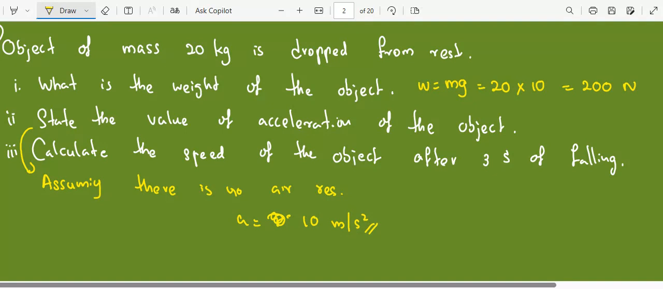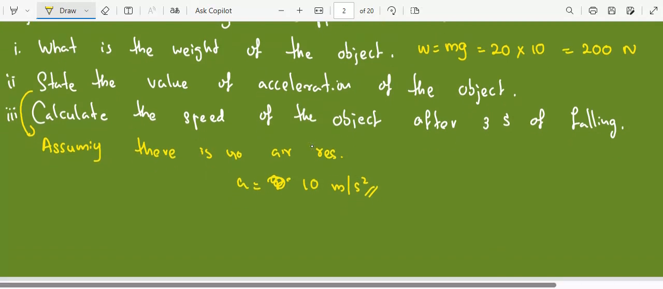Right, so that assumption you have to state. Normally in calculations they will tell you in the question that air resistance is negligible, or air resistance is ignored, or ignore the air resistance. If you have to consider the air resistance, that will also be mentioned there. So in this case we can just consider that air resistance is not there.